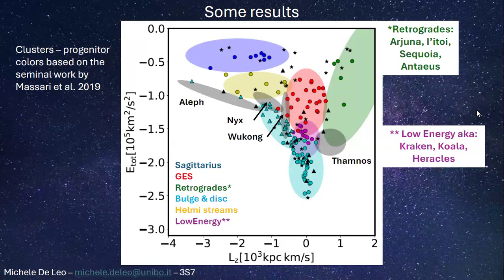And to start, I use the distinction of clusters and their progenitor, globular clusters and their progenitor. Each point on the board is a globular cluster. That was made by the seminal work by Davide in 2019, which was the first one to actually publish a list of which progenitor each cluster belonged to. We are talking about clusters in the Milky Way, globular clusters in the Milky Way.